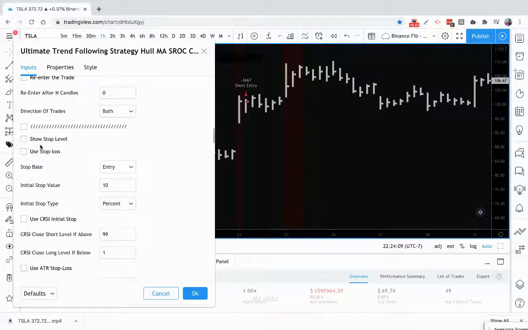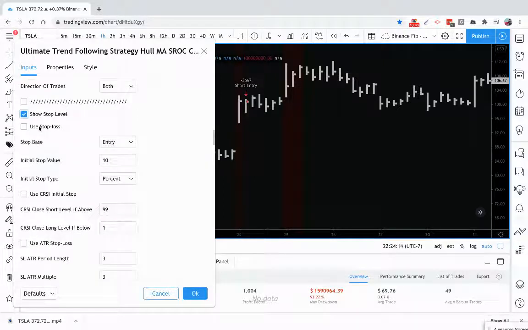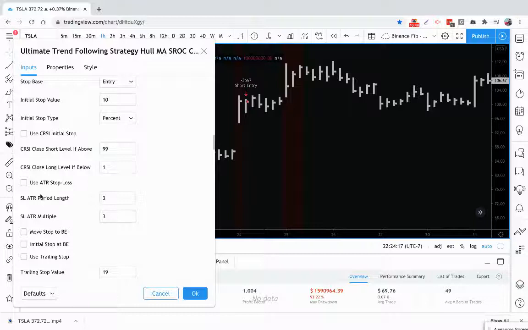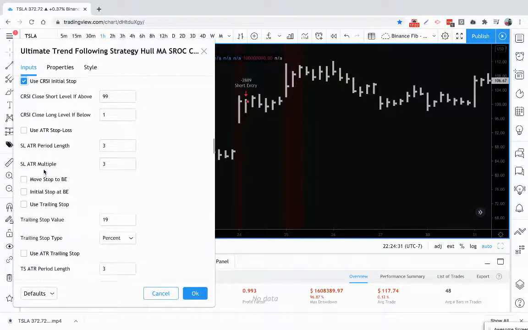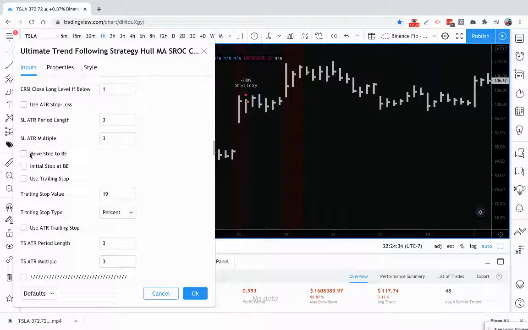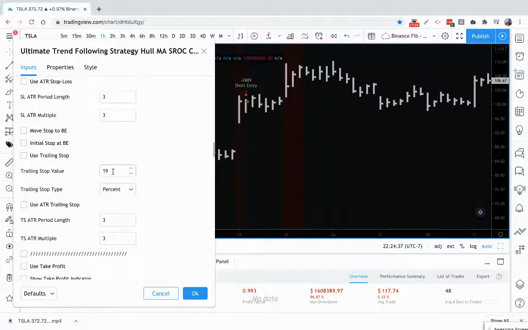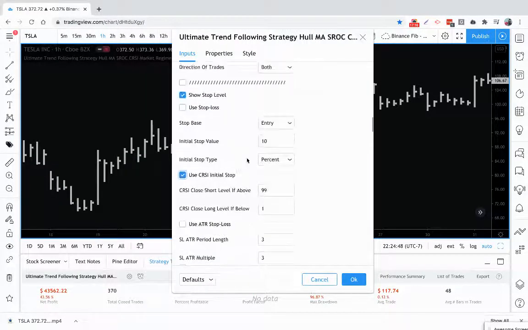So again, you're just going to show the stop level and then choose your initial stop option if you want it to be a standard stop loss, Connor's RSI, or an average true range. And you could use Connor's RSI and then either of the fixed stop loss or the ATR, and whatever happened first, it will exit on. And then you could also select trailing stops that are fixed with a percentage, tick or pip, or an average true range trailing stop. And you can also even add in the move stop to break even if you like also. But you'll just have to test it down here and see how your results look.